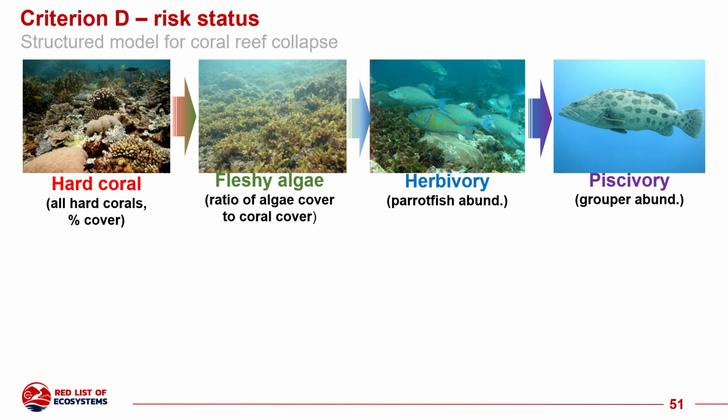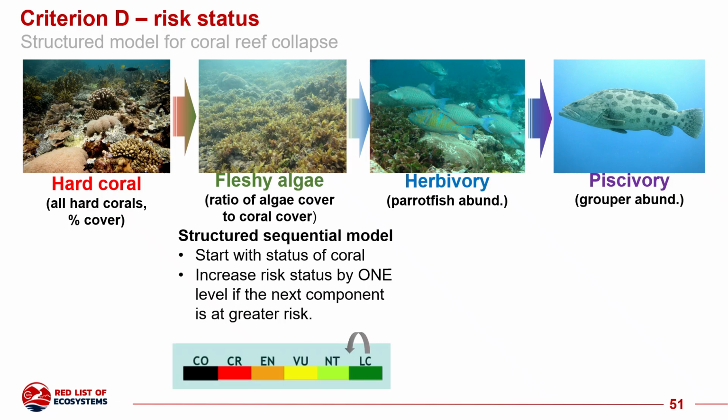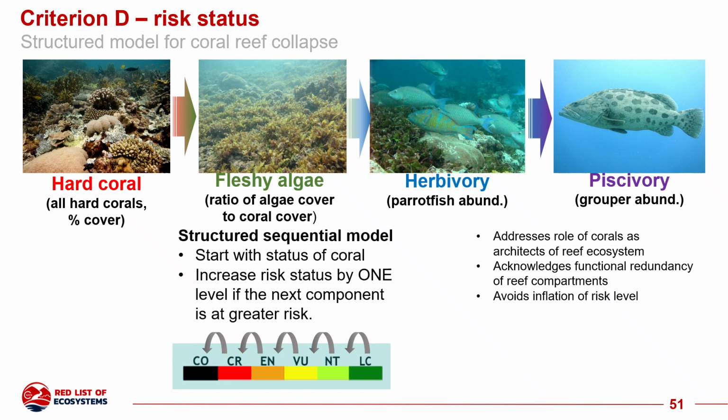As you move through this sequence, the risk status can be raised by a single category if the next component in the sequence is in a higher risk category than those before it. This way, the system avoids being overly influenced by any one component. This method gives the most weight to coral cover, recognizing its foundational role in reef function, while still acknowledging the importance of other biotic components. It also tempers the overall contribution of the fish indicators in driving the final risk status. And importantly, it allows for additional components to be added in future assessments if relevant data becomes available.